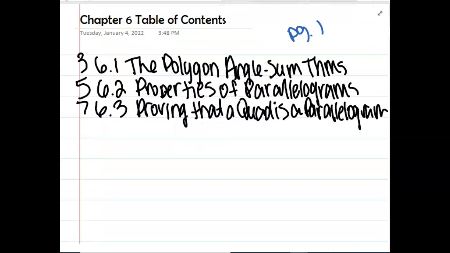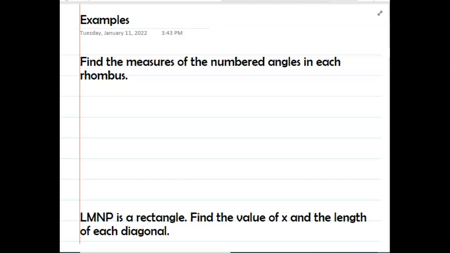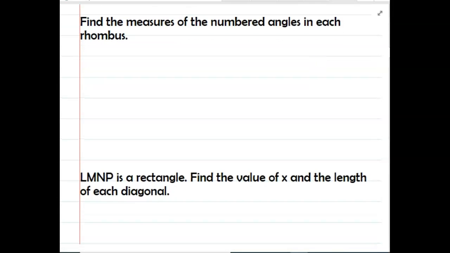Okay, let's get this glued into page 9. This is section 6.4, properties of rhombuses, rectangles, and squares. All right, so the first thing we're going to do, we did this on that left-hand side. We're going to be finding the measures of the numbered angles in each rhombus.